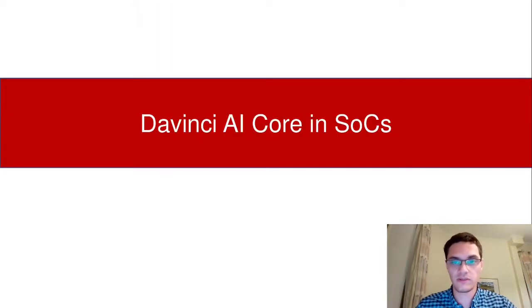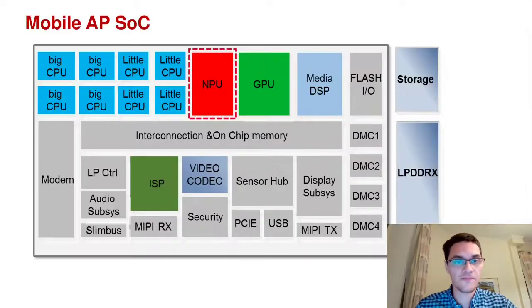Let's take a look at the range of SoCs which are designed using the DaVinci AI Core. So the first one is a mobile SoC, which is intended to be used in mobile phones, and the most intensive computation happens in the NPU, in fact.